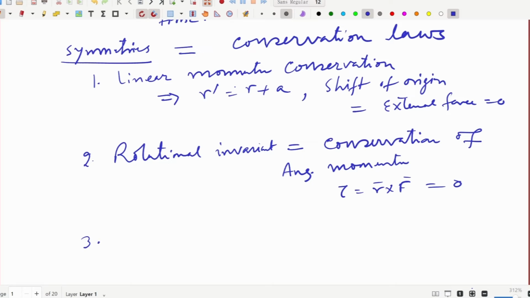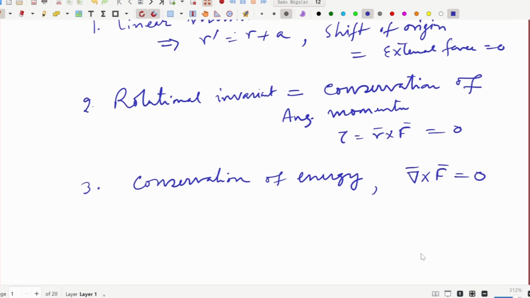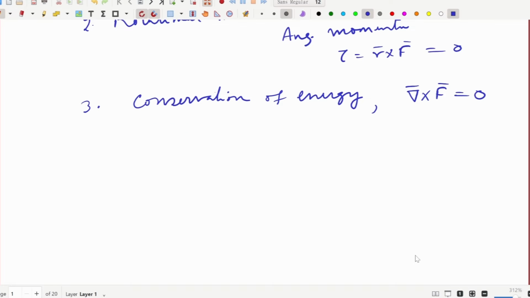Similarly, time translation leads to the conservation of energy, which has a consequence that the curl of the force will be 0. Okay. So these are the symmetries and their consequences. The conclusion of this part is that symmetry will have some consequences on the forces or torque, and that can help to find the solution.